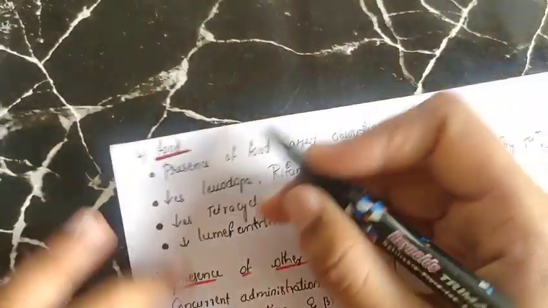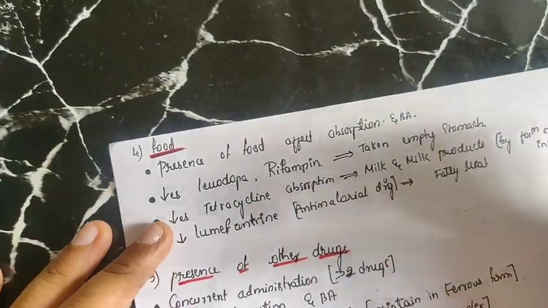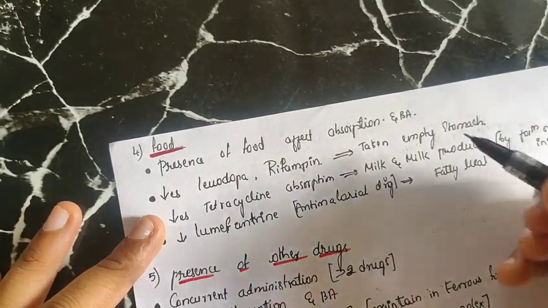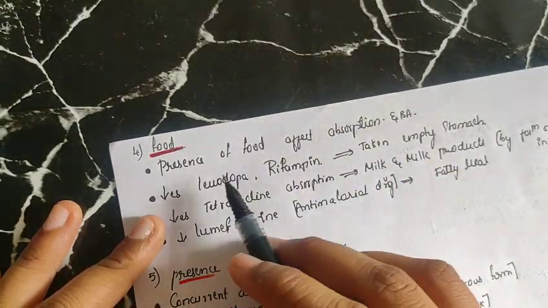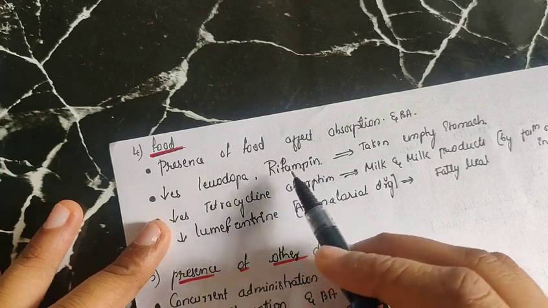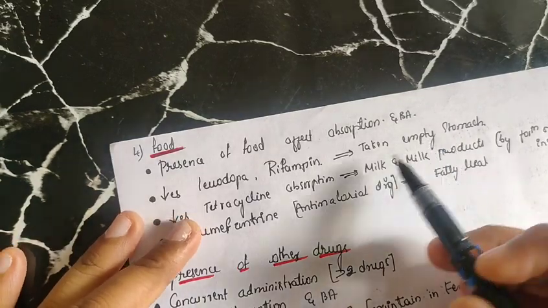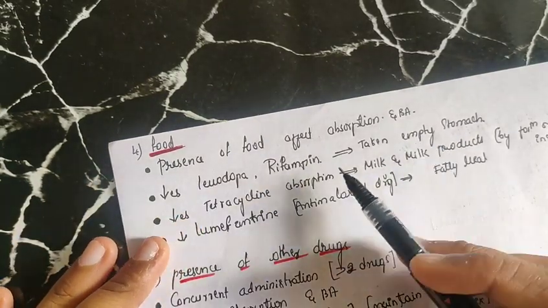And then the presence of food. Food also affects the absorption of many substances like levodopa. On an empty stomach, we have to take levodopa and rifampin, as on a full stomach they decrease the absorption. So we have to take these two substances on an empty stomach.